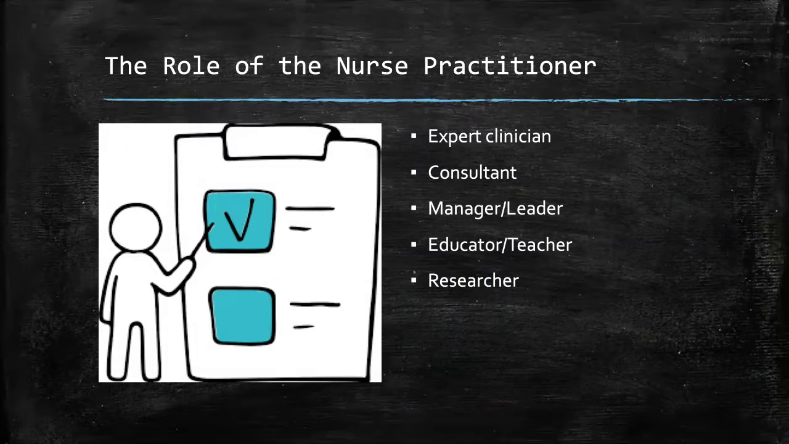The family nurse practitioner completes the role of the expert clinician by being a frontline healthcare provider who delivers care to all populations and has the ability to treat a multitude of conditions. The family nurse practitioner utilizes the education they receive to provide quality healthcare that is safe and effective.